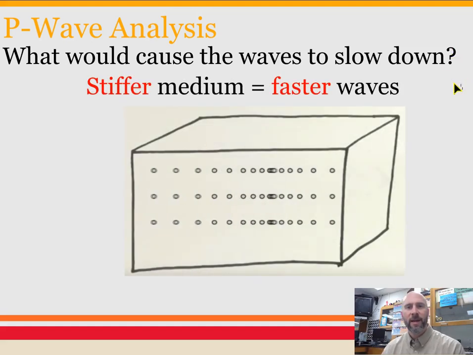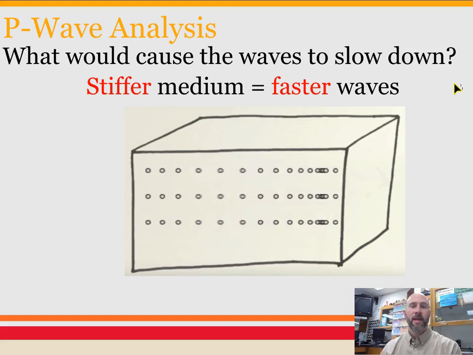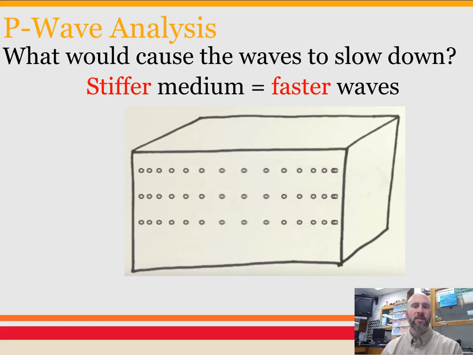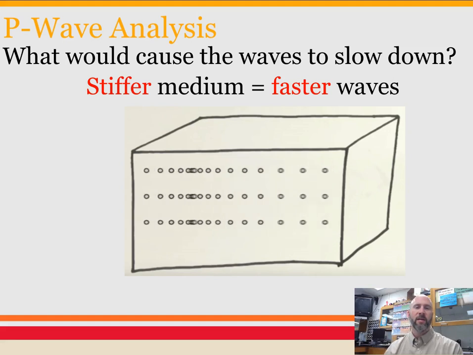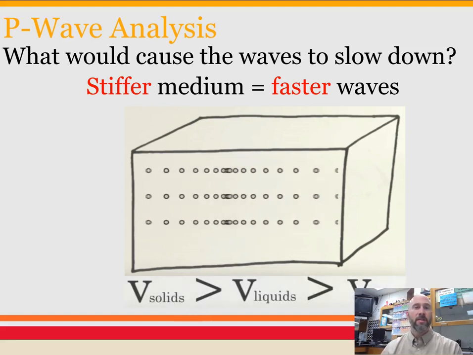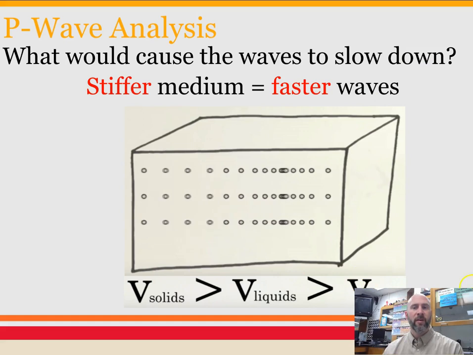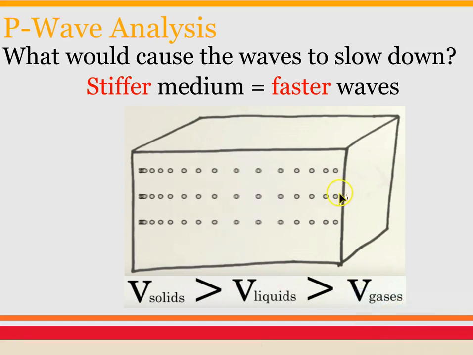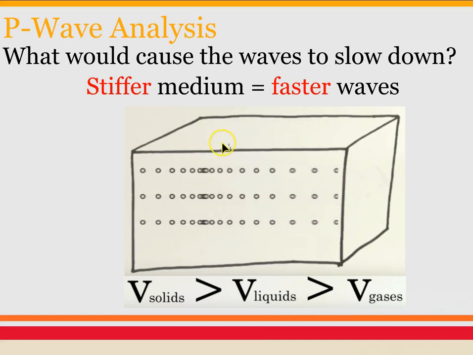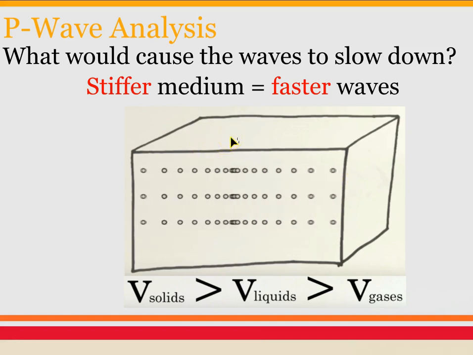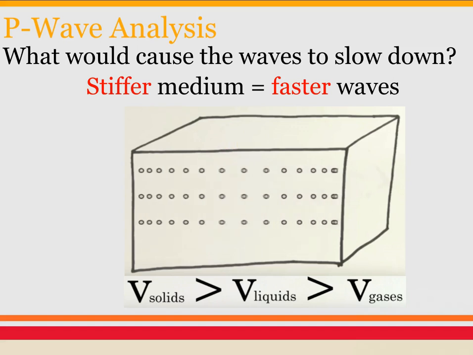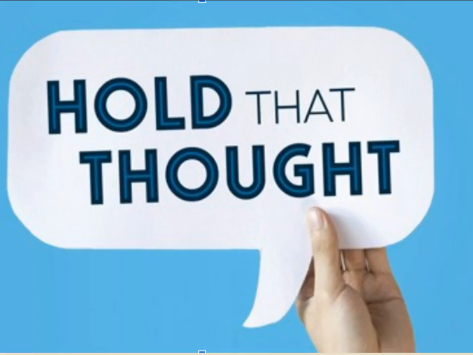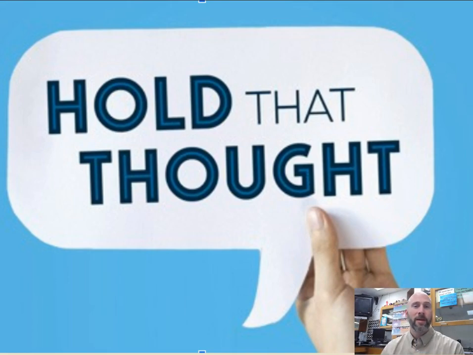Okay? And what we find is that we know from other experience that the stiffer the medium is, the faster the waves travel. So if you've got a medium that is, for example, a solid, solids are going to have a higher velocity. The waves are going to be able to travel through at a higher velocity. But the less stiff a substance is, or the less rigid it is, those waves slow down. Okay, so that's going to tell us something. So just for now, hold on to that thought. We'll come back to that here in a little bit.